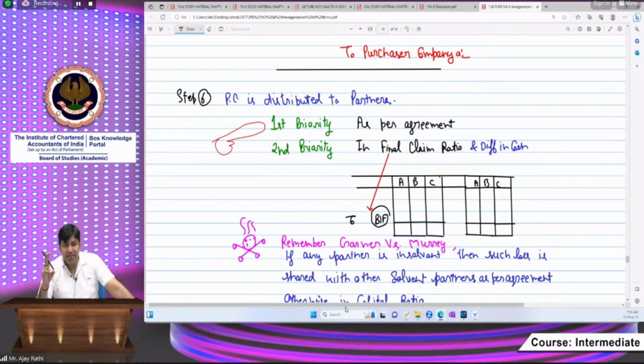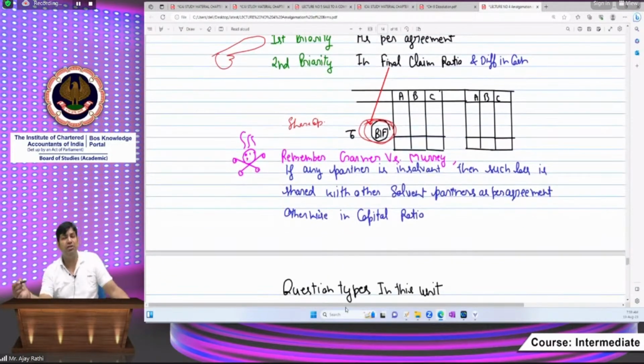If nothing is given, the final balancing figure that has to go to bank must be credited here to share capital in the new company or debentures, whatever the purchase consideration is which the existing firm is receiving from the purchasing company. Anyways, the same thing will be there again. If there is anyone who is insolvent, then the same is the case with Garner versus Murray in this type also. Okay, beta.